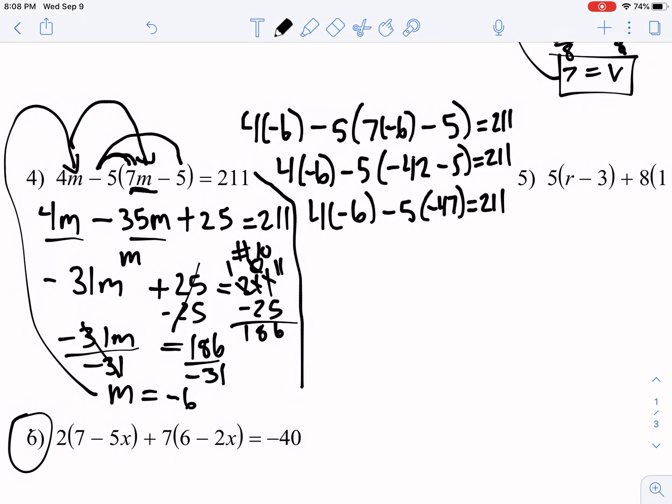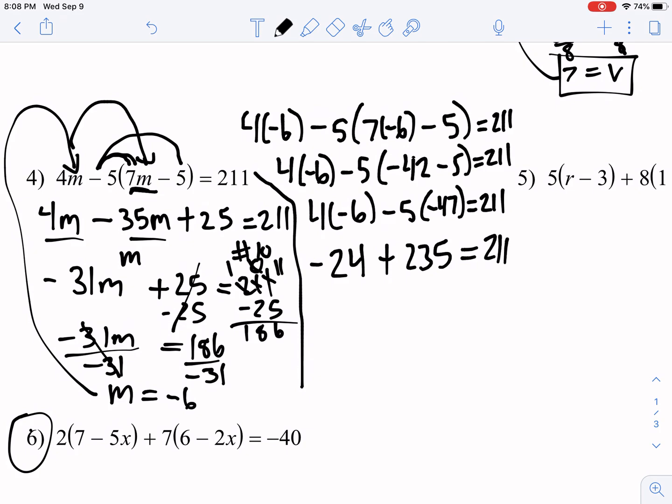Okay, now applying the order of operations, we took care of parentheses. There's no exponents. Multiplying and dividing left to right. So I have 4 times a negative 6. Positive times a negative is a negative. 4 times 6 is 24. Then I also have a negative 5 times a negative 47 here. Two negatives make a positive, and 5 times 47, you could do it out to the side, but I'm just going to tell you what it is to save some time. We get negative 24 plus 235 is equal to 211.